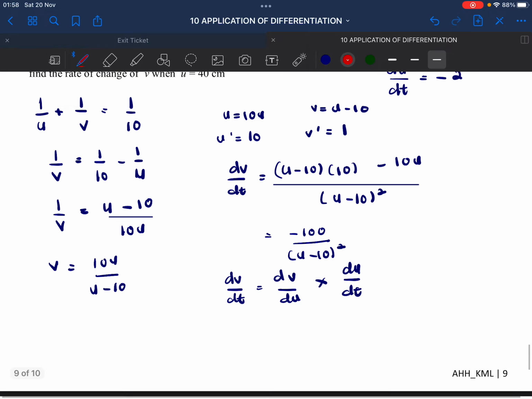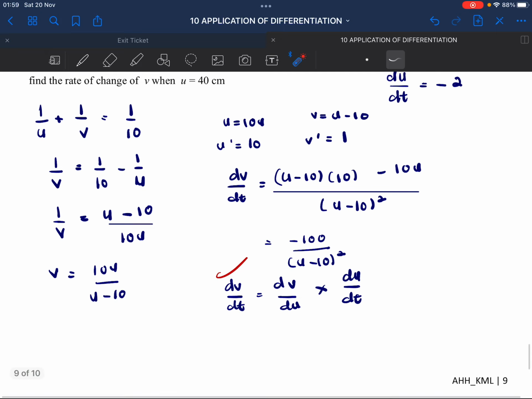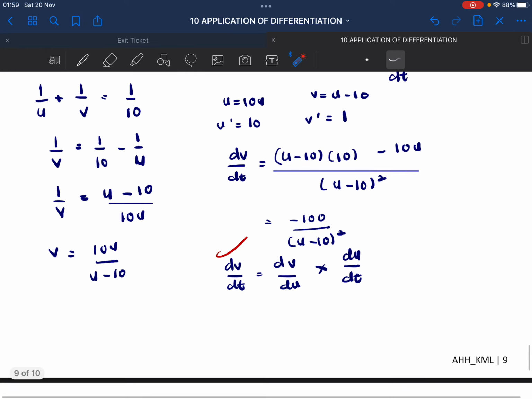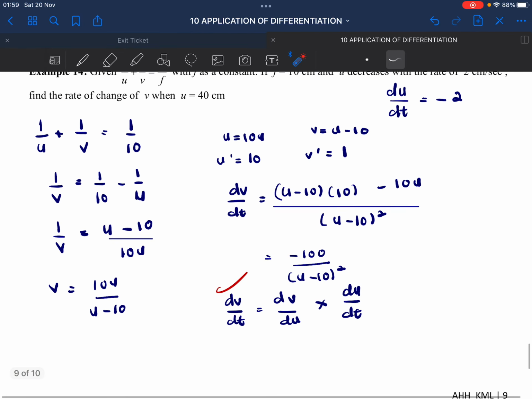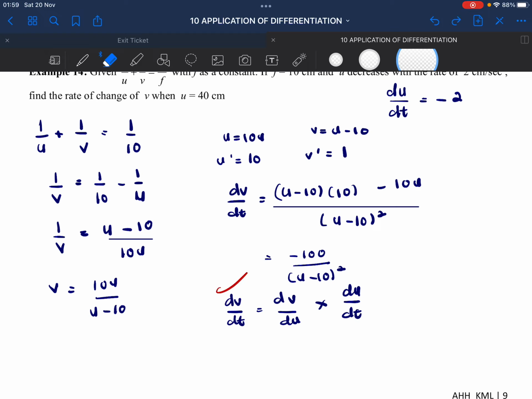Okay, so this one we have here from the formula, from the first derivative. This one, dv over du, we already have. Sorry, we want to find dv over dt. Okay, sorry, so this one you want to find, dv over du. Sorry, this one should be dv over du. Okay, differentiate v with respect to u. This one we already have from the formula, this one we already have from the question.